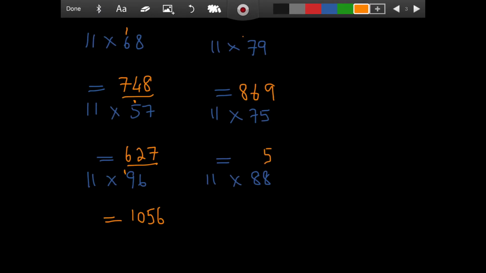11 times 75. Bring down a 5. 7 plus 5 is 12. Carry the 1 over to the 7. And 7 plus 1 is 8. 825 is your answer. 11 times 88. Bring down the 8. 8 and 8 is 16. Carry the 1 over to the 8. 8 plus 1 is 9. 968 is your answer.